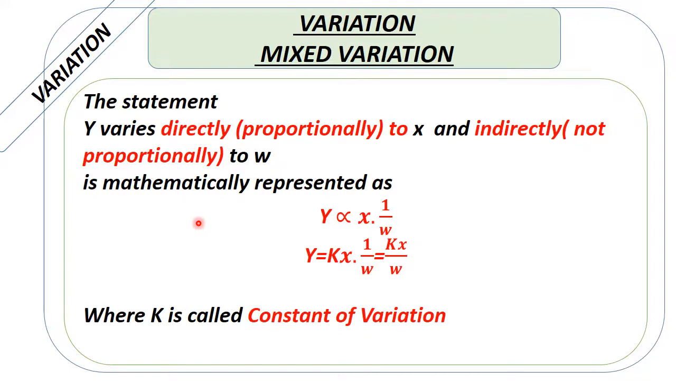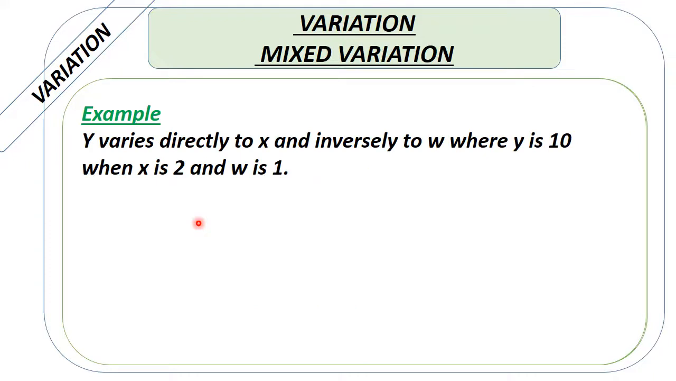Let's take a look at an example. So y varies directly to x and inversely to w, where y is 10 when x is 2 and w is 1. So they have told us that y varies directly to x and inversely to w, where y is 10 when x is 2 and w is 1. So when y is 10, x is 2 and w is 1.